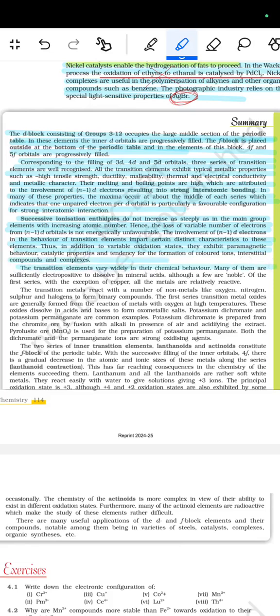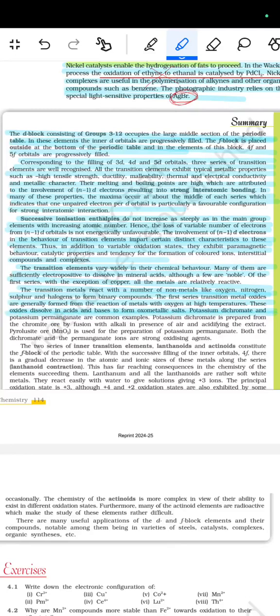The transition metals vary widely in their chemical behavior. Many of them are sufficiently electropositive to dissolve in mineral acids, although a few are noble. With the exception of copper, all the metals of the first series are relatively reactive. The transition metals react with a number of non-metals like oxygen, nitrogen, sulfur, and halogens to form binary compounds. The first series transition metal oxides are generally formed from the reaction of the metals with oxygen at high temperature. These oxides dissolve in acids and bases to form oxometallic salts. Potassium dichromate and potassium permanganate are common examples.